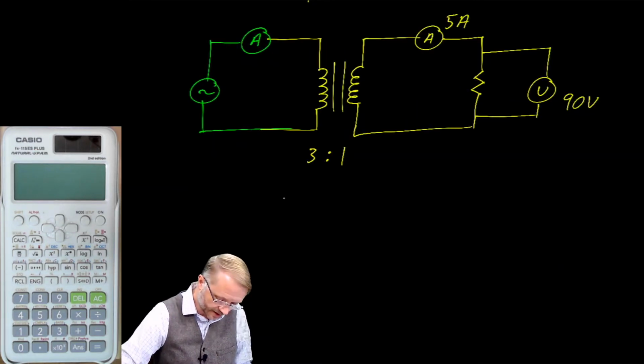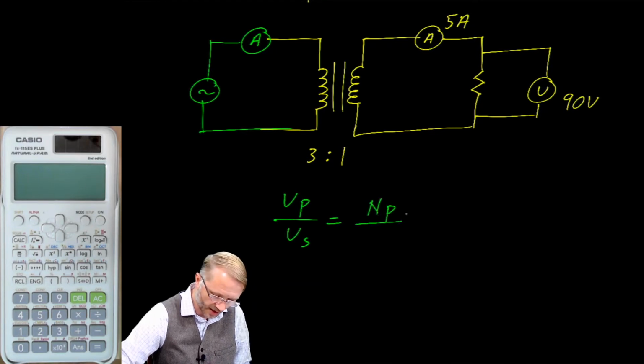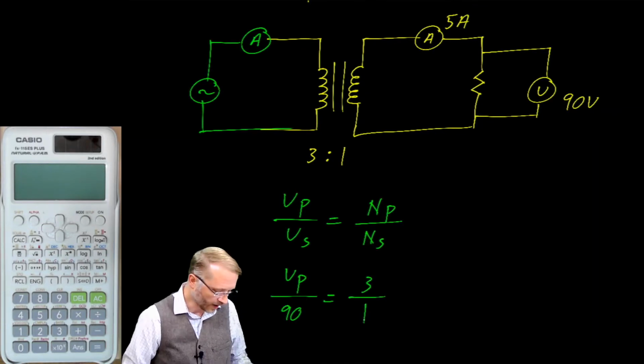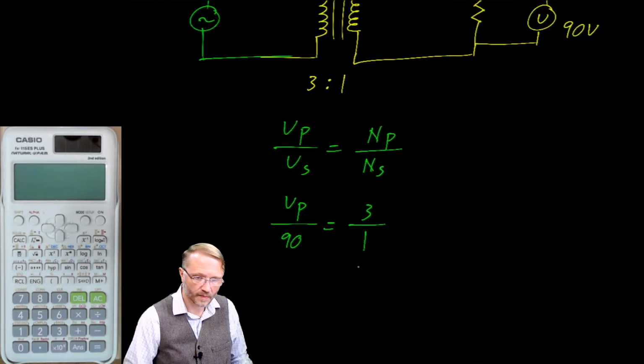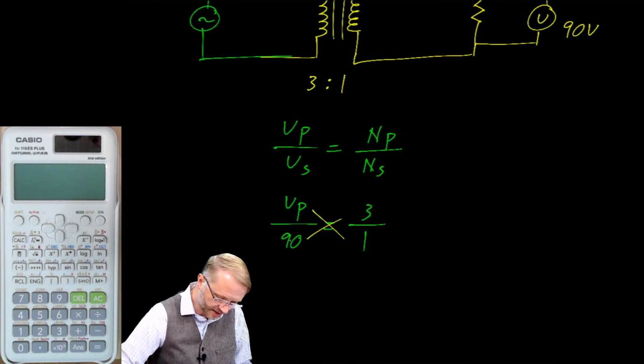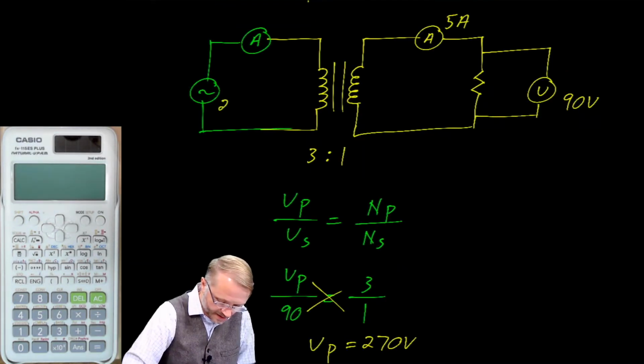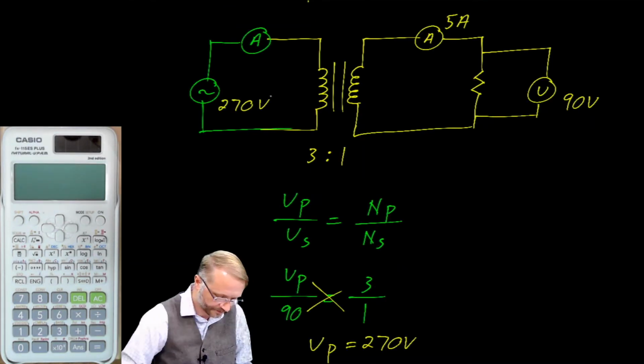From your note card, you know the voltage in the primary over the voltage in the secondary is equal to the number of turns in the primary over the number of turns in the secondary. So V primary is to 90 volts as 3 is to 1. If you do the cross multiplication on this, I think you'll find that the voltage on the primary is equal to 270. So that takes care of this piece here.